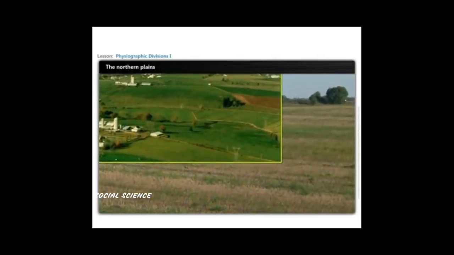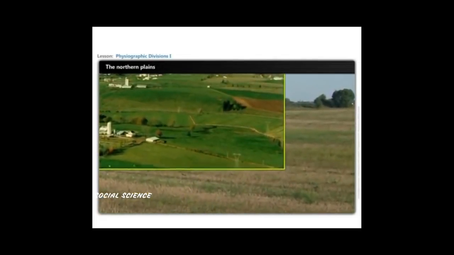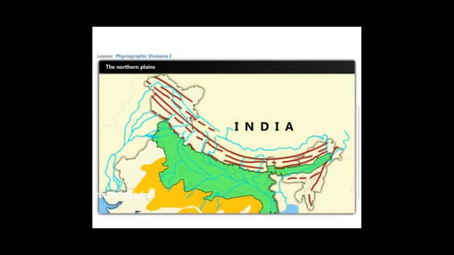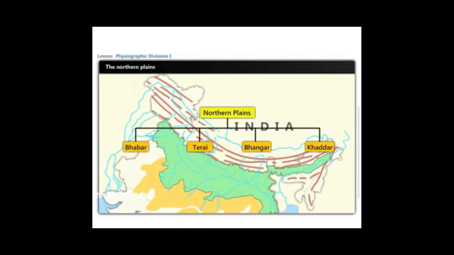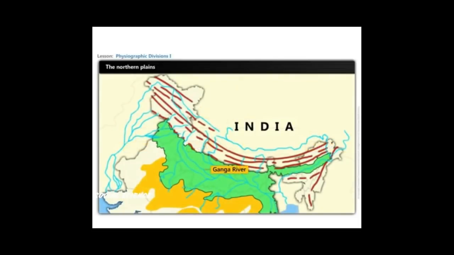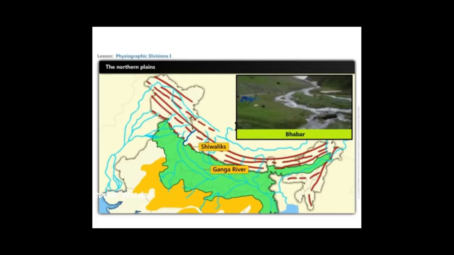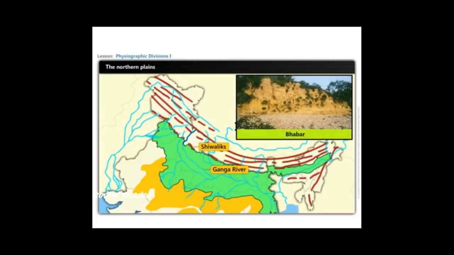Though the Ganga basin is more or less a flat topography, there are variations in its relief. According to the variations in relief features, the northern plains can be divided into four regions: Bhaba, Terai, Bhangar, and Kadar. When the river Ganga descends from the mountains, it deposits pebbles in a narrow belt of about 8 to 16 kilometers in width, lying parallel to the slopes of the Shivaliks. It is known as Bhaba. All the streams disappear in this Bhaba belt.